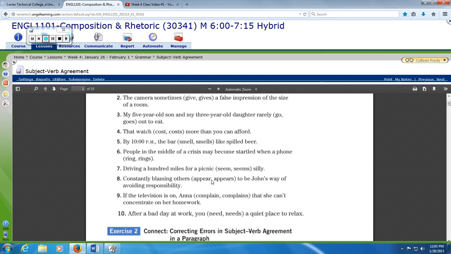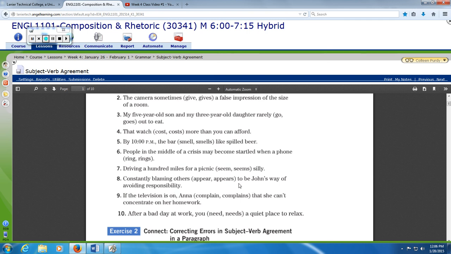Constantly blaming others appears to be John's way of avoiding responsibility. To be is an infinitive verb. When you have a "to" in front of a verb, this is called an infinitive verb. It is never your main verb. Okay? Of avoiding responsibility is a prepositional phrase. Let me back up a little bit.